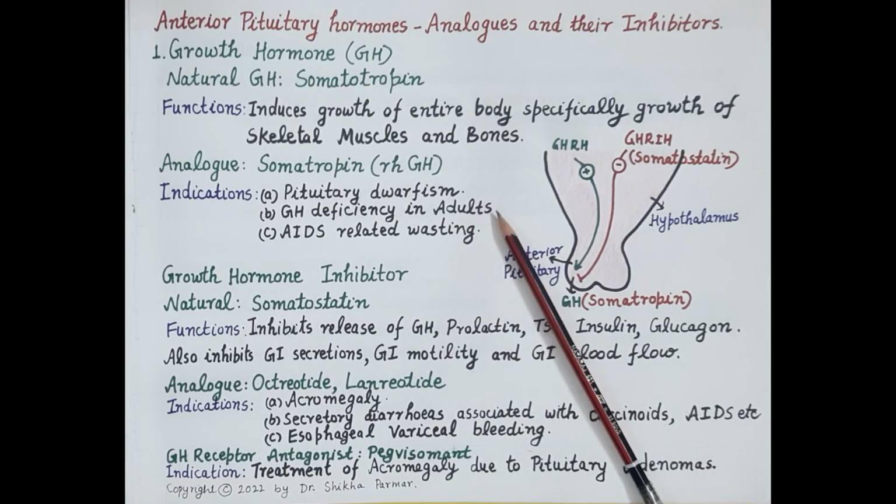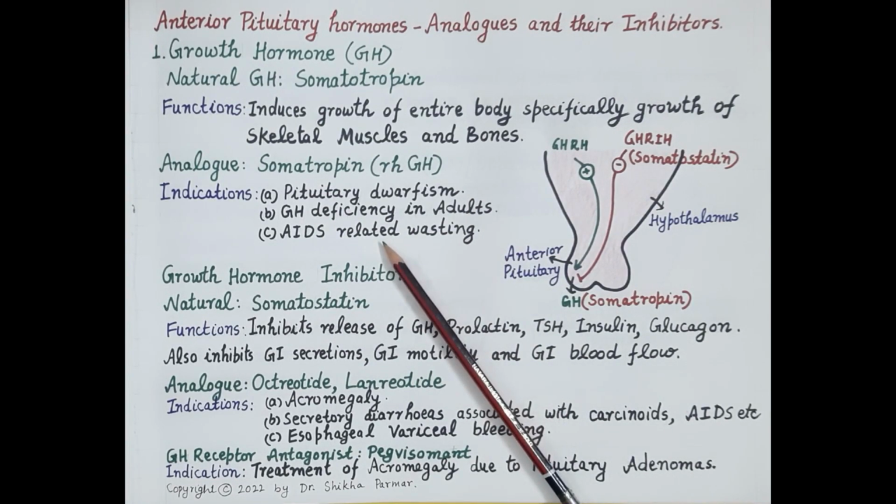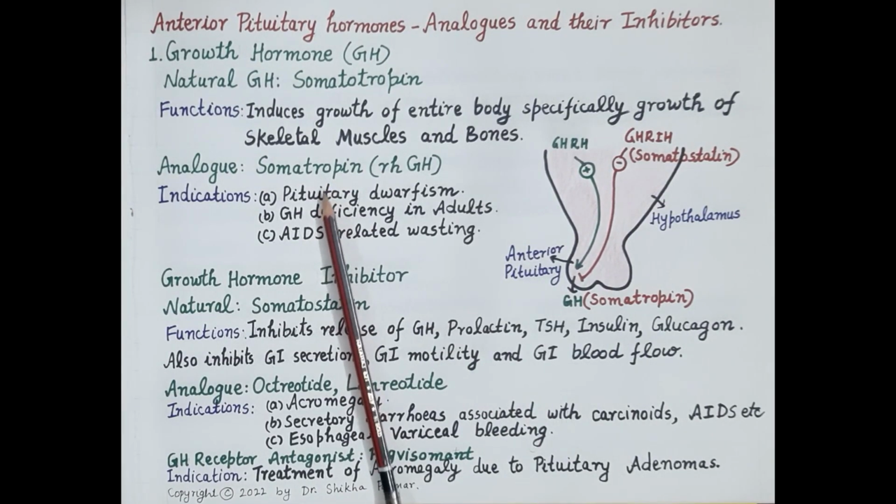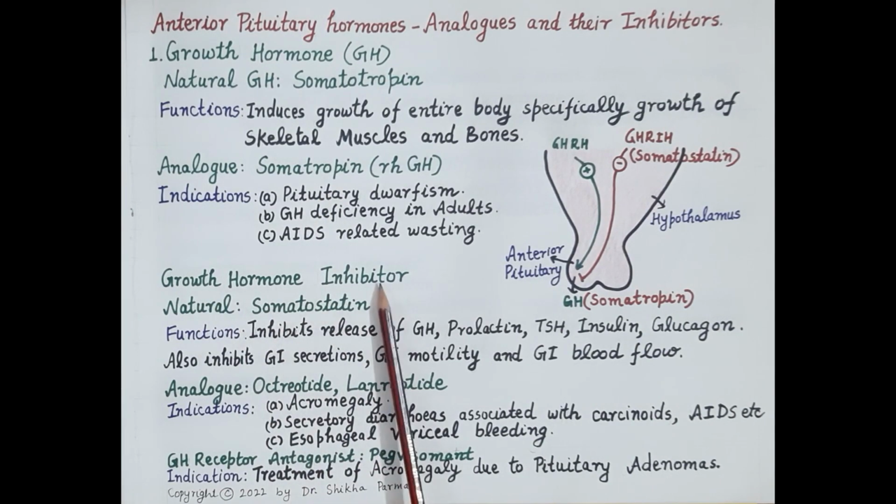Now, somatropin is also indicated in the treatment of AIDS-related wasting. Somatropin increases lean body mass, increases body weight, and improves physical strength or stamina in the patients of AIDS. After discussing growth hormone and its analog somatropin, let's study growth hormone inhibitors.